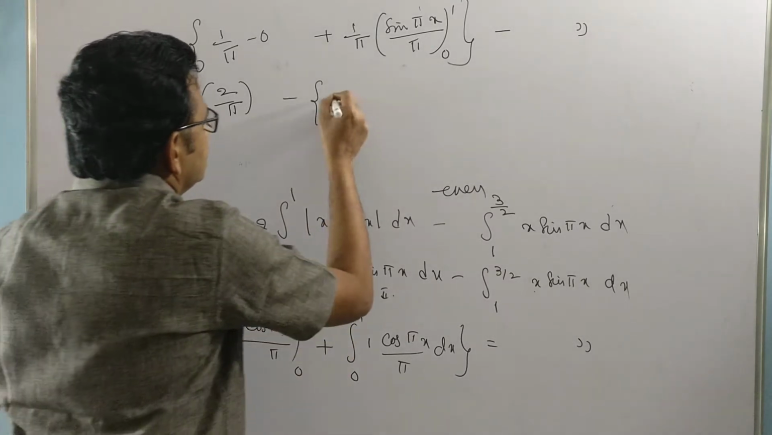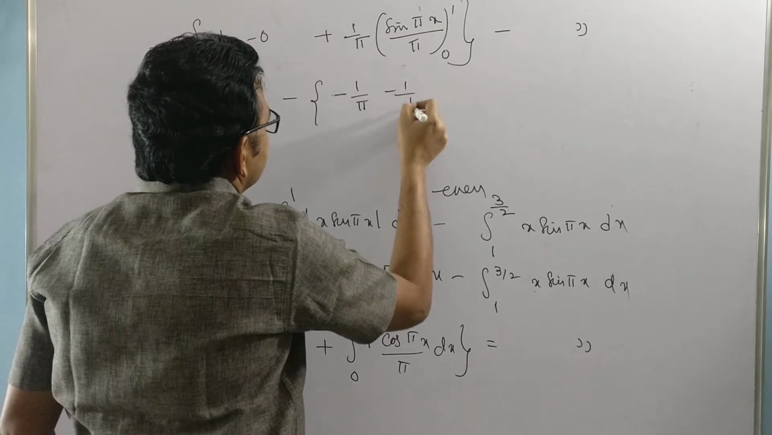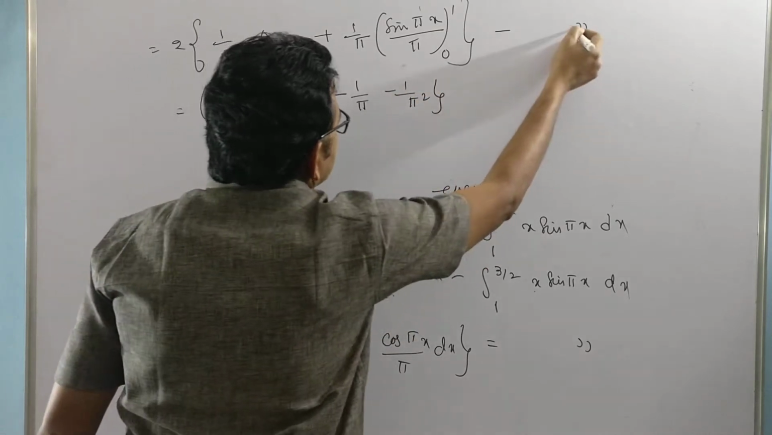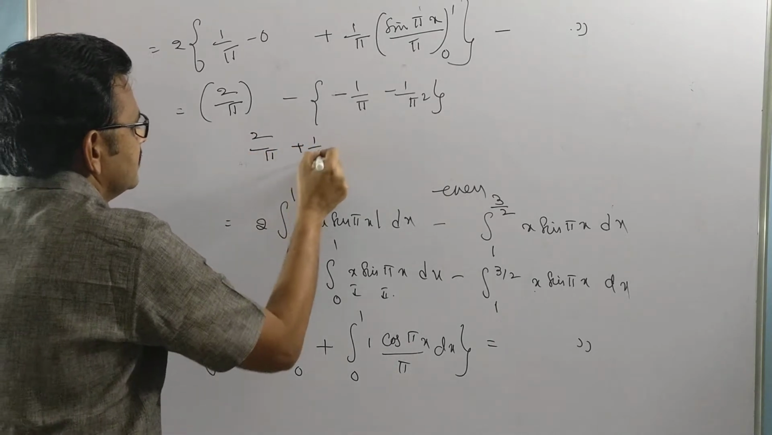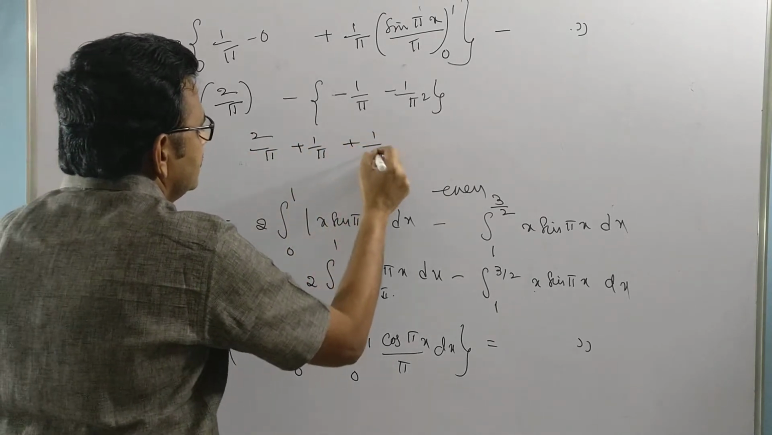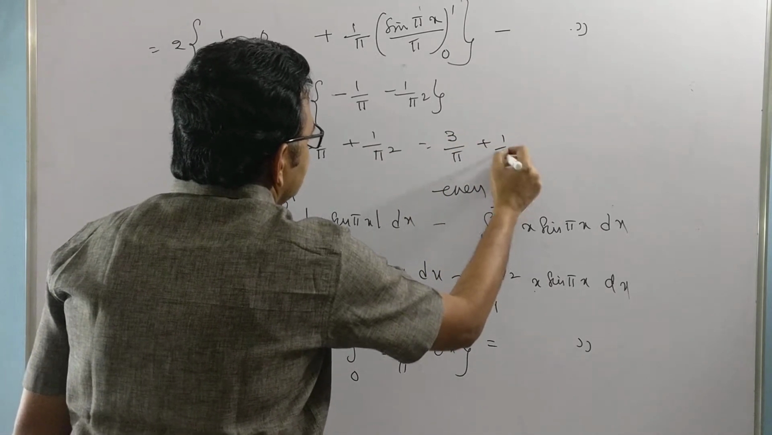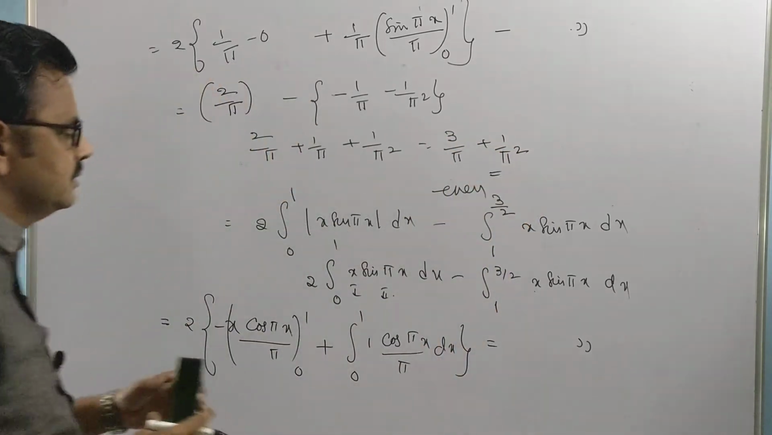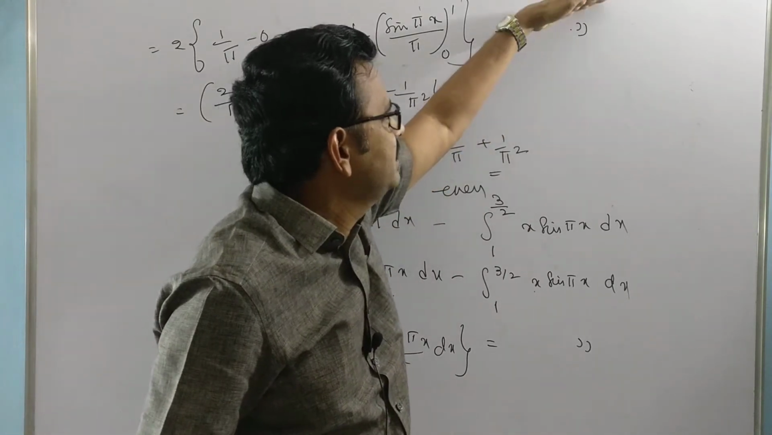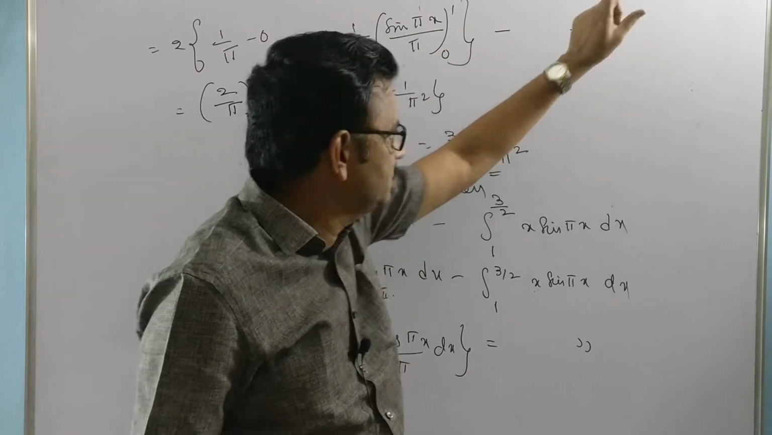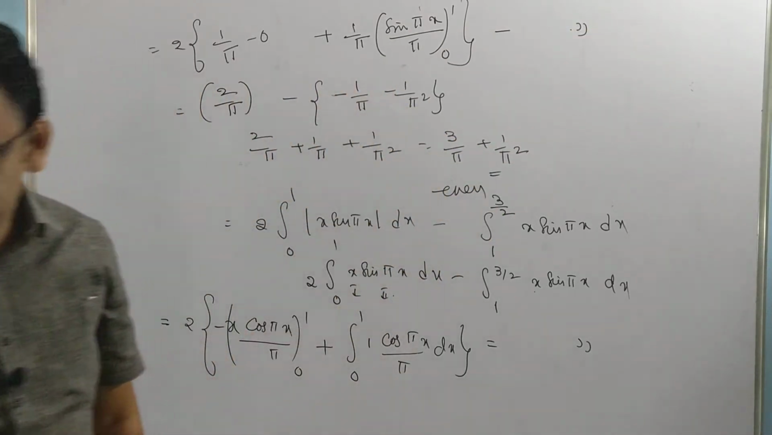That you will get minus 1 by pi minus 1 by pi square after simplification. So this is 2 by pi plus 1 by pi plus 1 by pi square, which is 3 by pi plus 1 by pi square. The integration is the same, only thing is we are applying the upper limit and the lower limit. So you get this part, minus 1 by pi minus 1 by pi square.